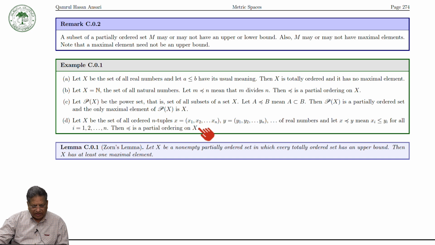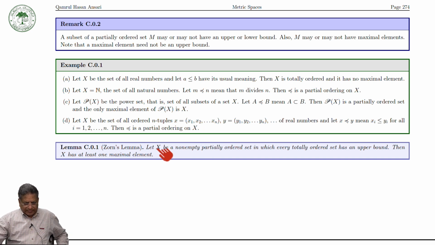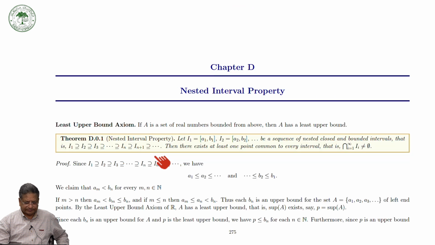And now finally we have Zorn's lemma, which says: let X be a non-empty partially ordered set in which every totally ordered subset has an upper bound. Then X has at least one maximal element. So we use this Zorn's lemma in some results.